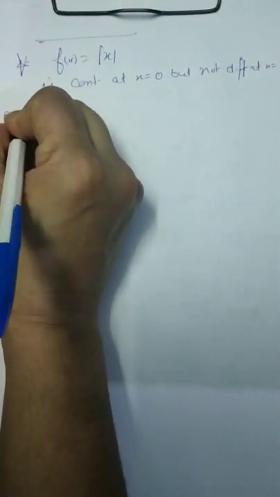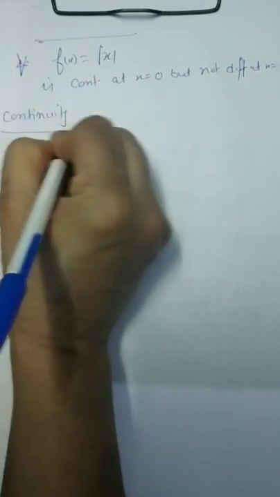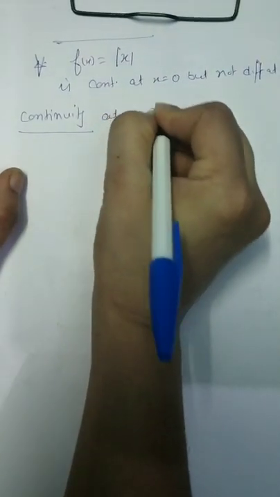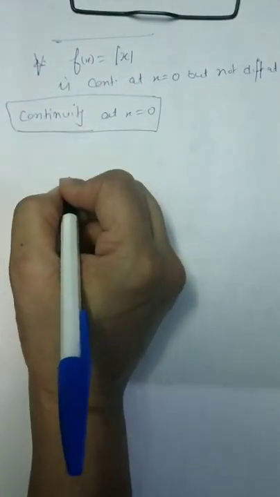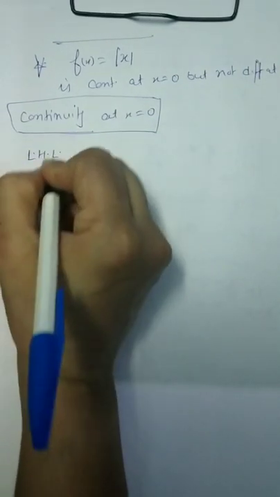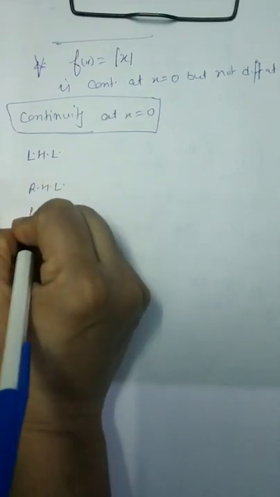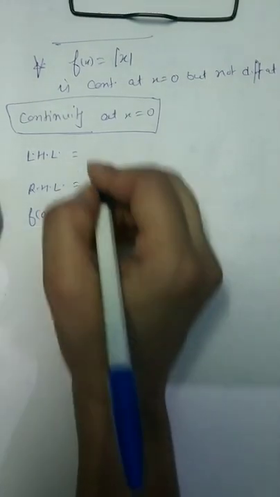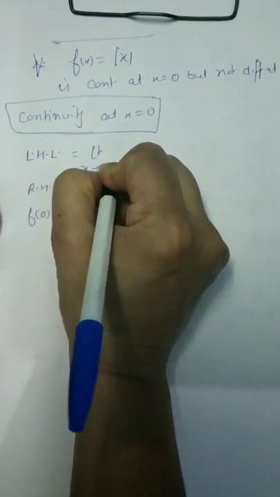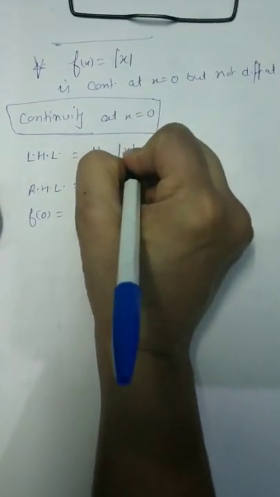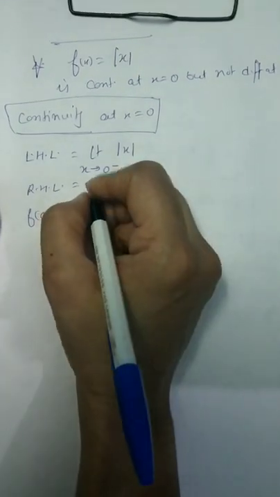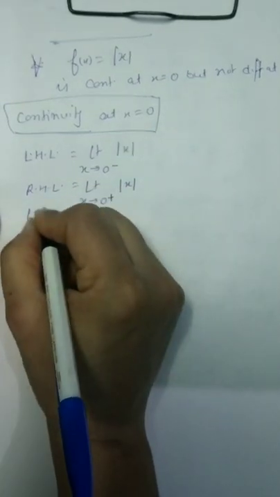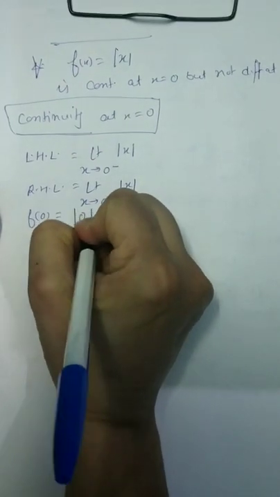So for continuity, first of all we give here the heading that we are using the concept of continuity. We are checking continuity at x equal to 0 of this function. So how do we check continuity? We find left hand limit, right hand limit and the value of the function at 0. If these three things are equal, then we call the function continuous. So what is left hand limit? Left hand limit when x approaches 0 from left hand side, and the function is mod x. Similarly, right hand limit means x approaches 0 from right hand side, function is mod x, and value of the function means when we put x equal to 0 in the function.